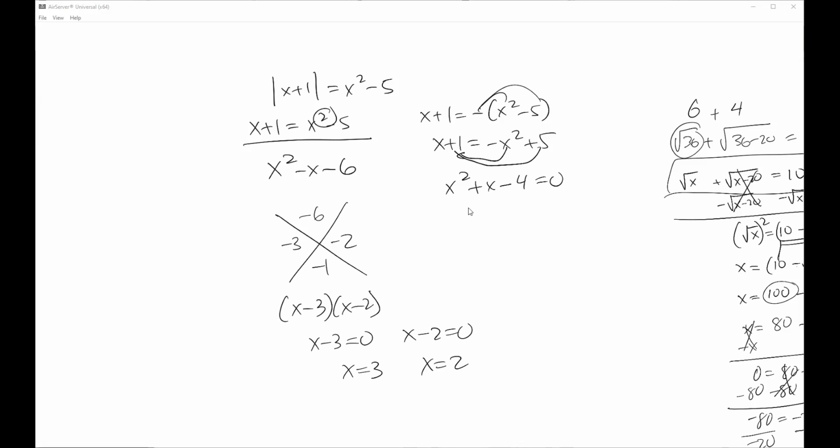However, for this problem, I can't factor that. So what you're going to have to do is go on the quadratic formula calculator, put a is 1, b is 1, c is negative 4.